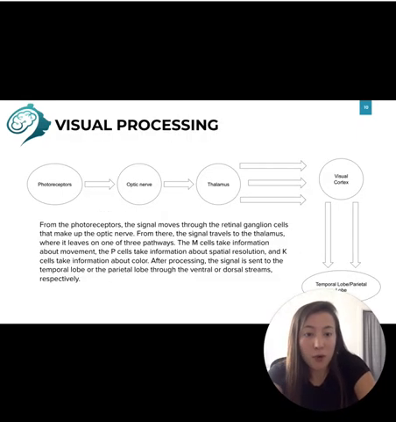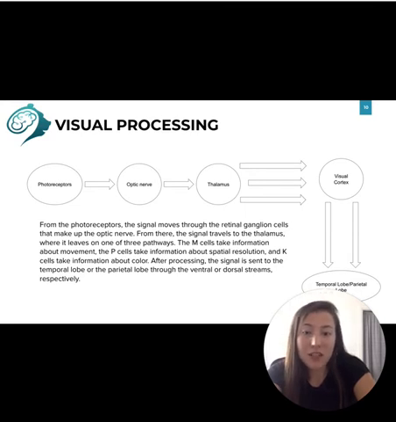Okay, look at visual processing as a whole. From the photoreceptors, the signal moves through the retinal ganglion cells whose axons make up the optic nerve. There are two types of ganglion cells, on cells and off cells. On cells decrease firing when an object is dark, and off cells increase firing when an object is light. This specificity allows for integration of information before the signal reaches its next destination, the lateral geniculate of the thalamus.